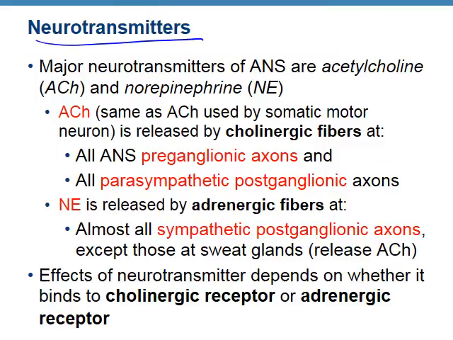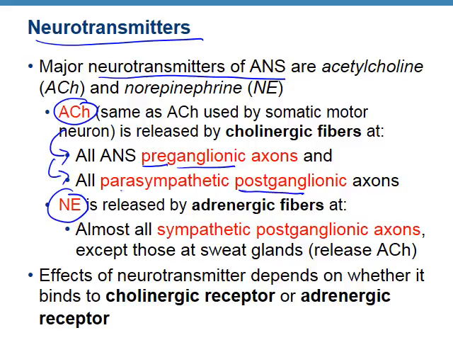Now we get to move on to neurotransmitters. So remember that acetylcholine and norepinephrine are the 2 major neurotransmitters released by the autonomic nervous system. Acetylcholine is going to be released by all preganglionic axons and by all postganglionic axons of the parasympathetic nervous system. Norepinephrine is released by almost all sympathetic postganglionic axons. So we're going to look at each of these in a little bit more detail.